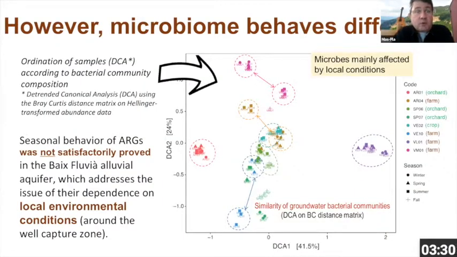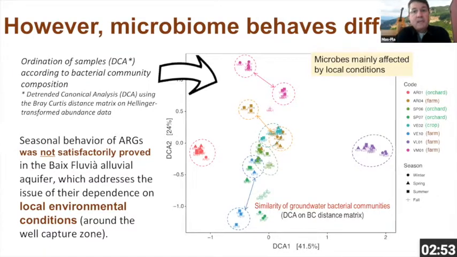If we go to the microbiome, this is a canonical analysis of the samples for each well and at the four seasons that we sampled this aquifer, okay? And we see that the bacterial communities tend to join with a well. I mean, there's a local influence, and we don't see that along the aquifer the communities are quite similar. They are quite site specific, let's say nearby well specific, and therefore there is not much similarity around the aquifer.